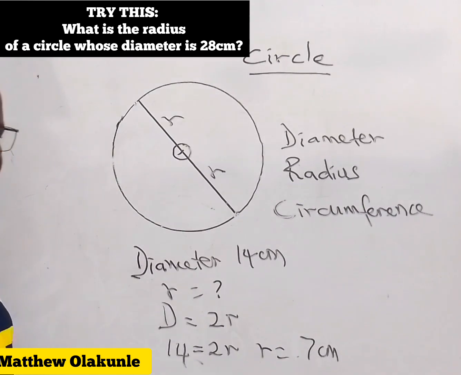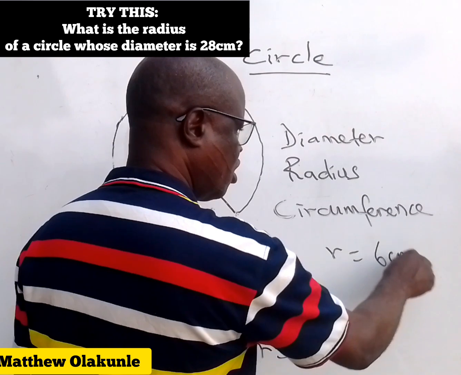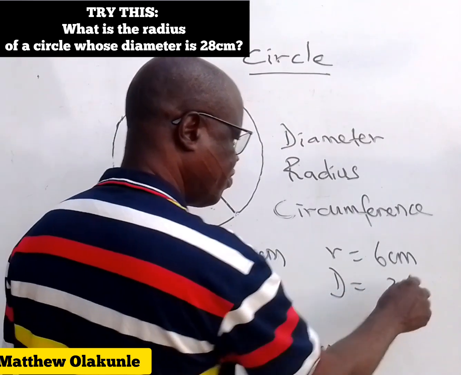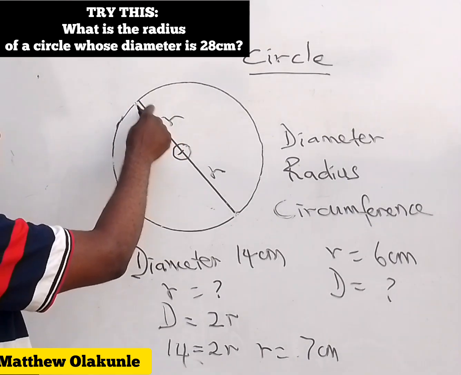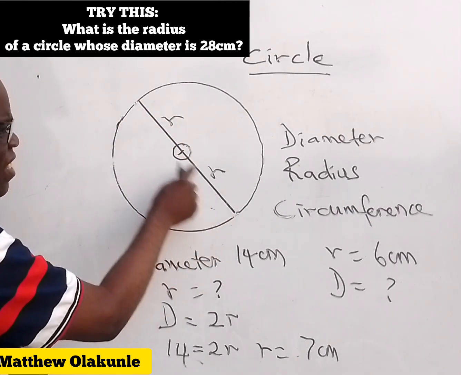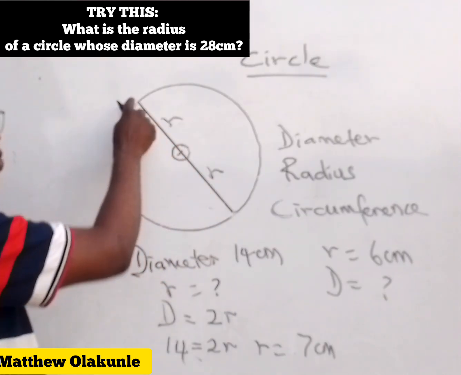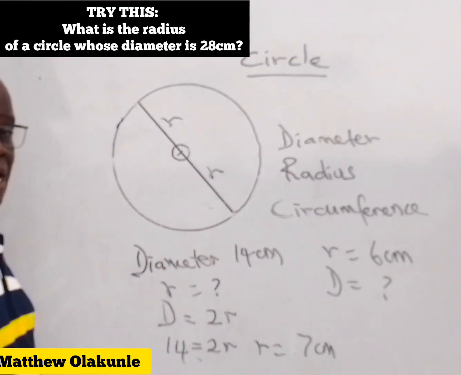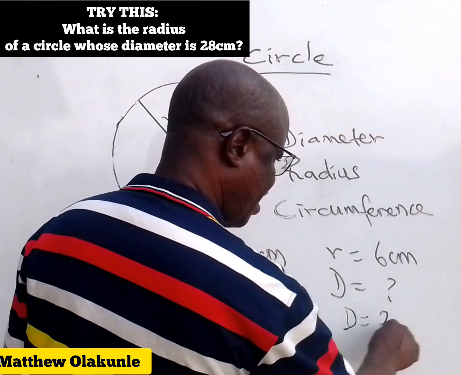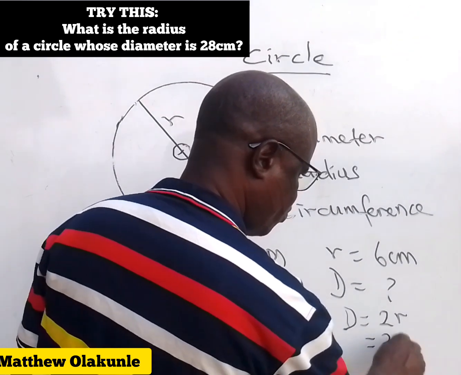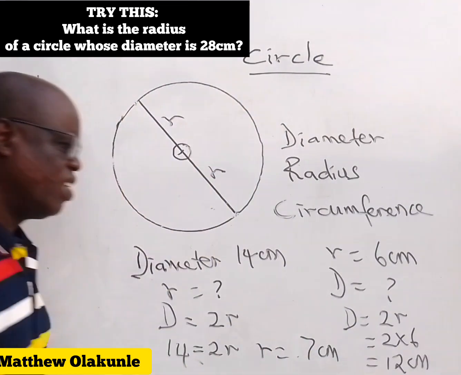Now, in the same way, suppose you have the radius to be 6 centimeters. What will be the diameter? So don't forget you have 2 radii. So for you to get from this point to this point, if from this point to this point is 6, then this one from here to this place is also 6. So of course, the diameter will be 12 centimeters. So the diameter is 2 radii. So the diameter is 12 centimeters.